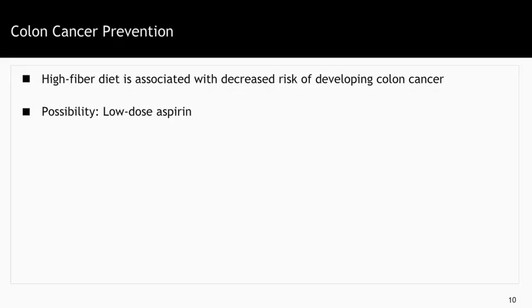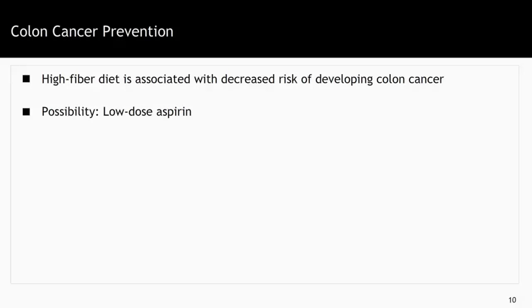It's very clear that a high fiber diet, a low red meat diet, is associated with decreased risk of developing colon cancer. In fact, a heart healthy diet, which is a diet low in red meat, low in fats, and high in vegetables, is probably the best way to prevent colon cancer also. So a person can do much to improve their health, both their risk of having heart disease as well as colon cancer, by simply following a heart-healthy diet.